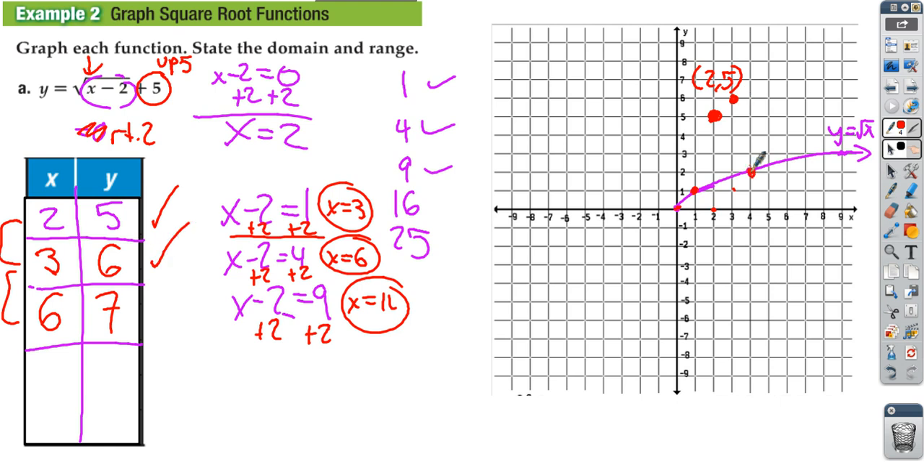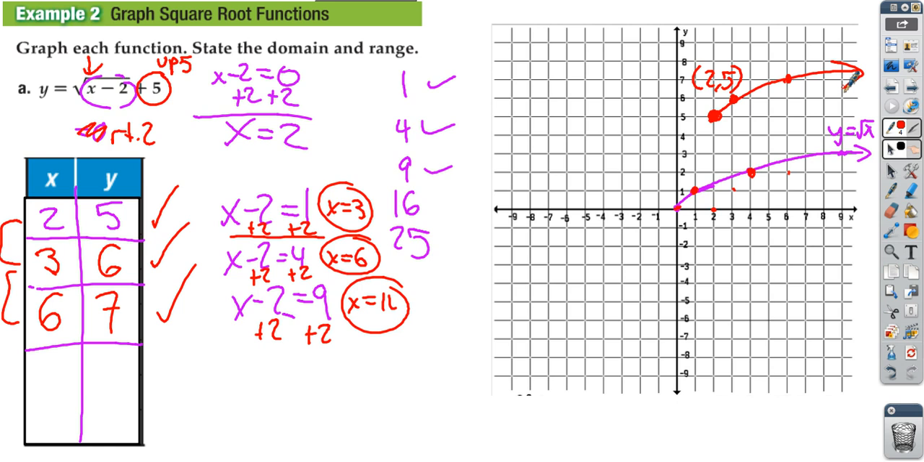Finally, we had this point on the purple graph. We're going to move it right 2, and then we'll move it up 5, and that's the point 6 comma 7, which is also right here. So you can graph these two ways. You can graph them using a table of values like you see on the left, or you can do it with transformations like we just did right there, taking all those points on the purple and moving them right 2 and up 5.